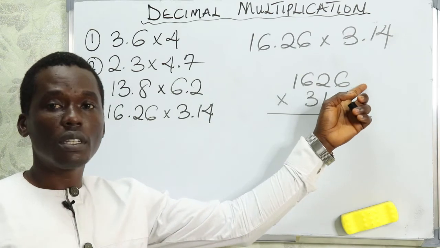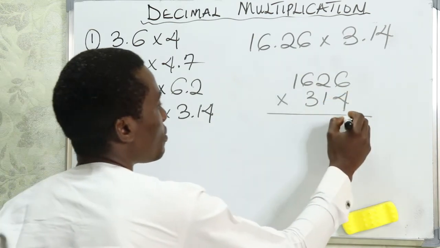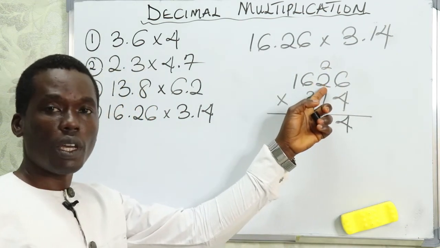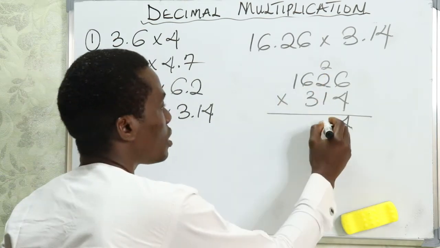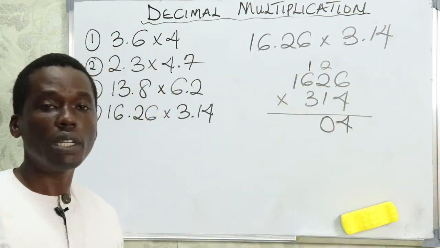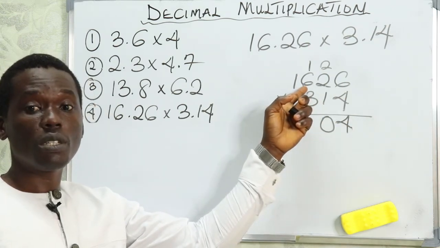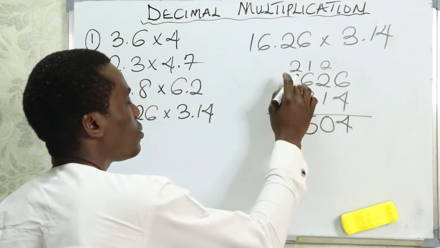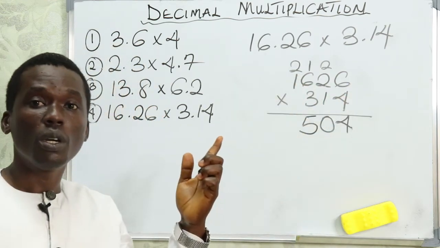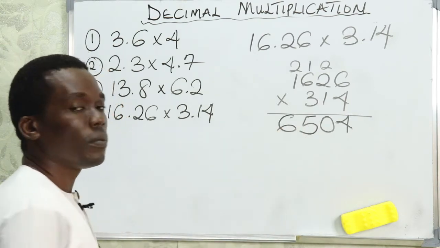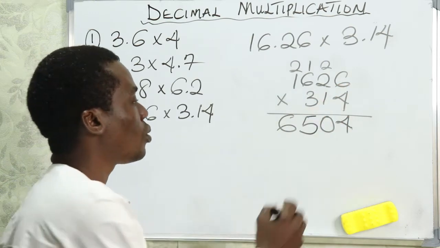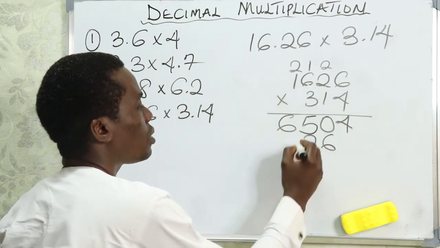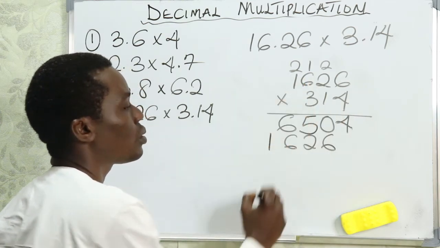Now 4 times 6 will give us 24, right? You write 4 and you carry 2. 4 times 2 will give you 8. 8 plus 2 will give you 10. You write 0, you carry a 1, right? 4 times 6 will give you 24 plus 1, that will give you 25. 5, you carry 2. 4 times 1 will give you 4, 4 plus 2 will give you 6. Good. Now 1 times 6 will give you 6. 1 times 2 will give you 2. 1 times 6 will give you 6. 1 times 1 will give you what? 1.